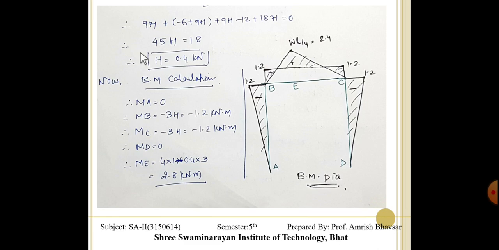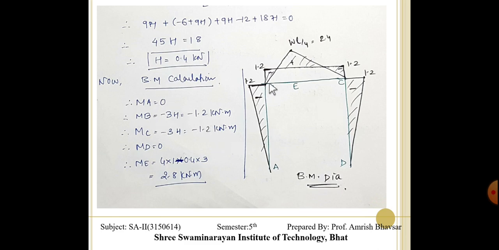Now on the basis of this redundant, that is h, we can calculate the moment at each point. Moment at A is 0, moment at B minus 3 into h is minus 12, moment at C again minus 3 into h, and moment at D 0, and moment at E, that is 2.8. Clear everybody?